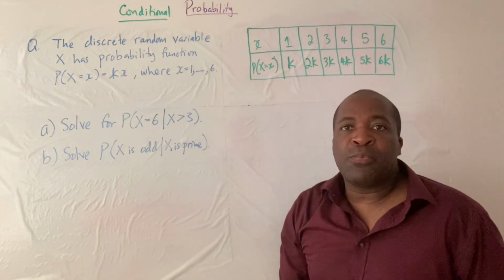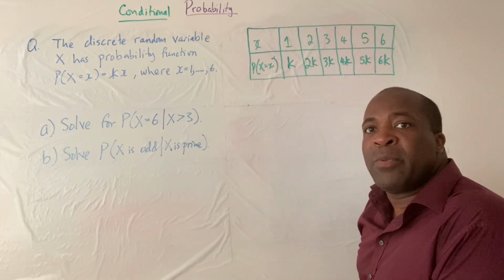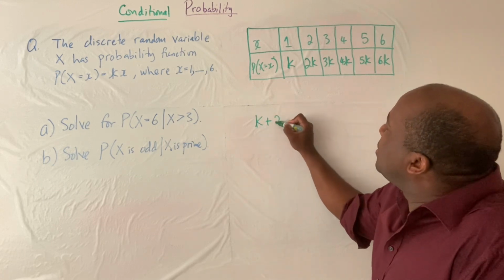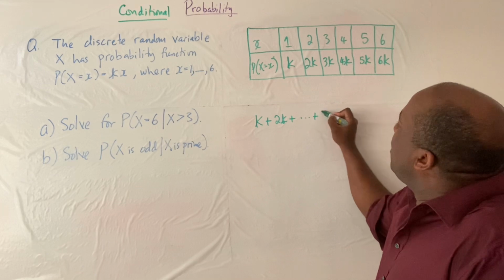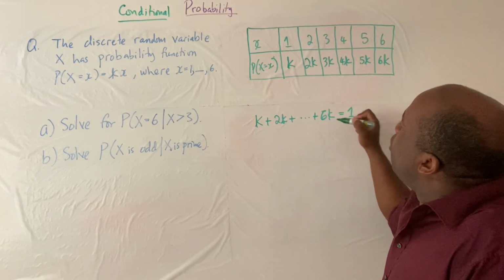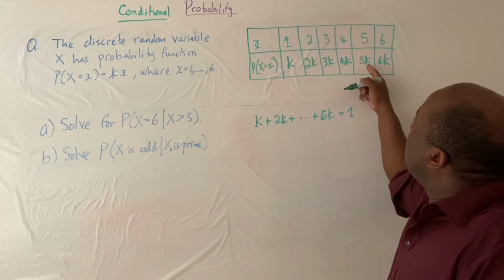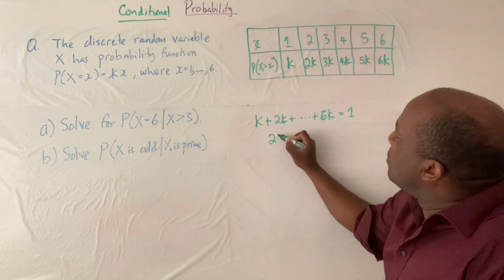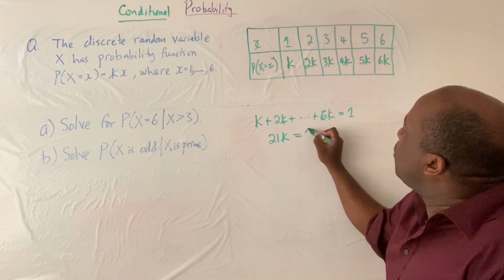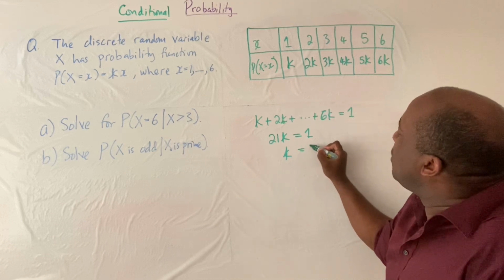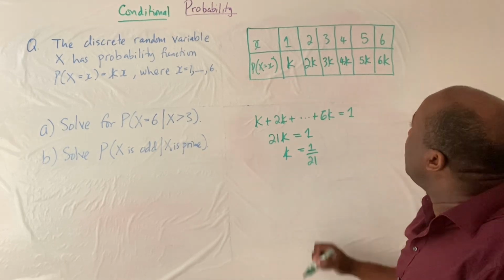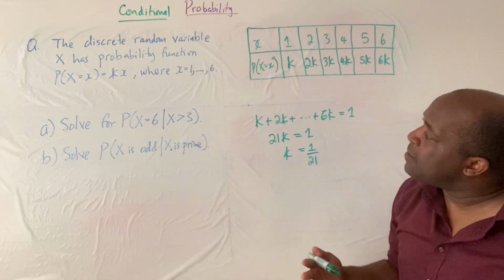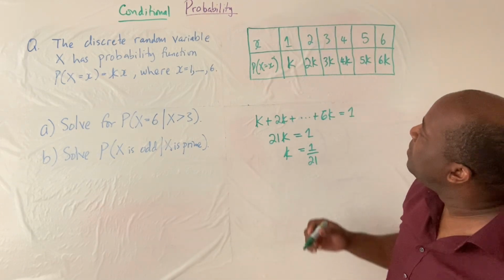We're going to use a fundamental property of probability, that the sum of the probabilities adds to 1, in order to solve for k. So k plus 2k plus all the way up to 6k, that's equal to 1. So 3, 6, 10, and then 11, that's 21k. So 21k is equal to 1. Therefore, k is equal to 1 over 21. All right, so I trust that clarifies the method for solving for k.